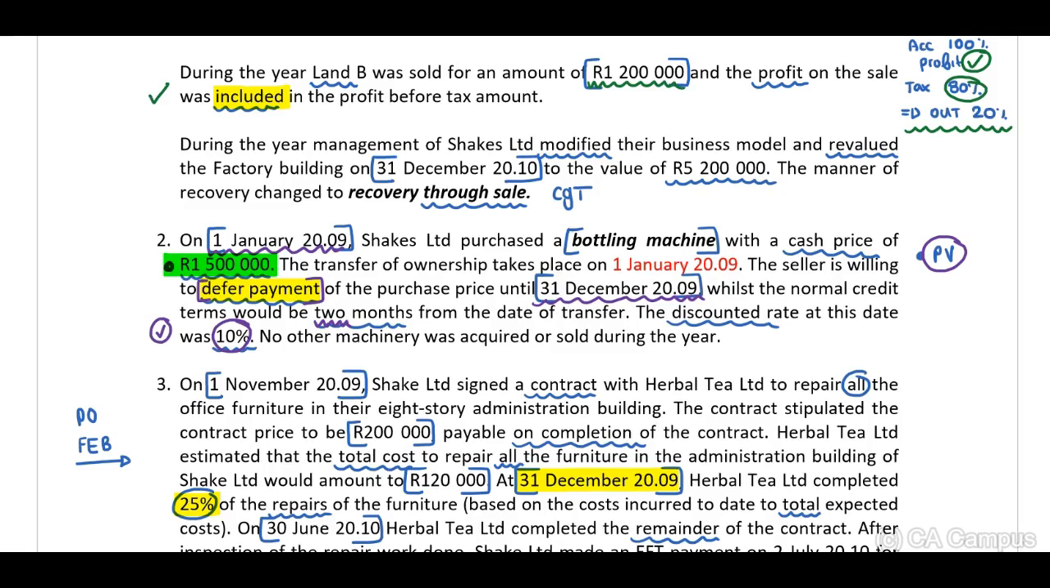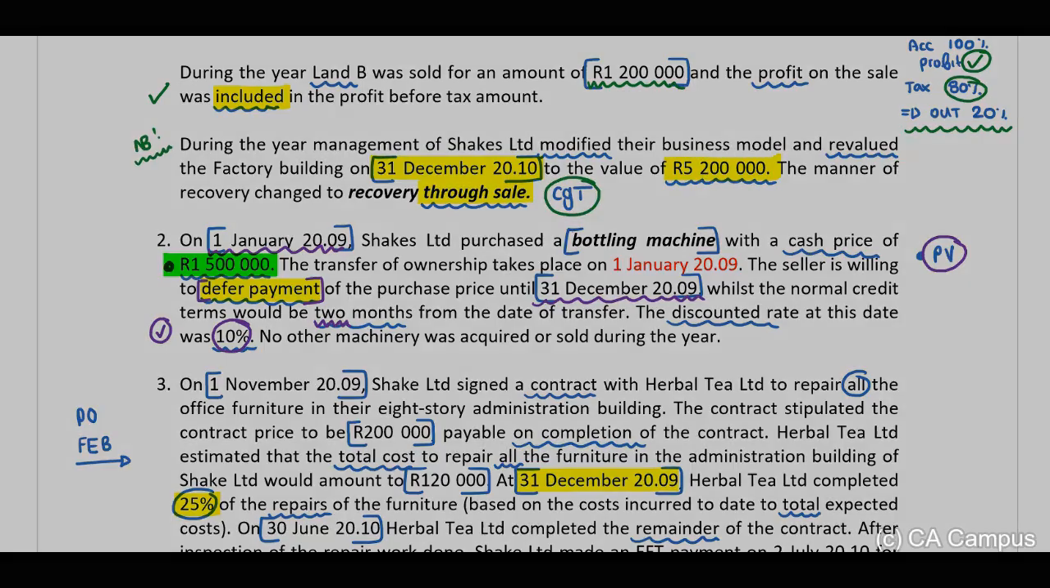Next paragraph. During the year, management of Shakes Limited modified the business model and revalued the factory building on 31 December 2010 to the value of 5.2 million. The manner of recovery changed to recovery through sale. Therefore, this is now extremely important that you understand this. The amount above our cost should be taxed based on our CGT rate. Okay, now let's refer to our calculation of our factory building.